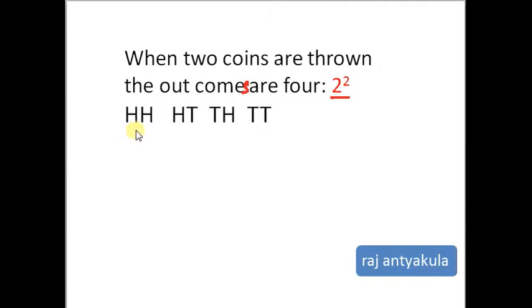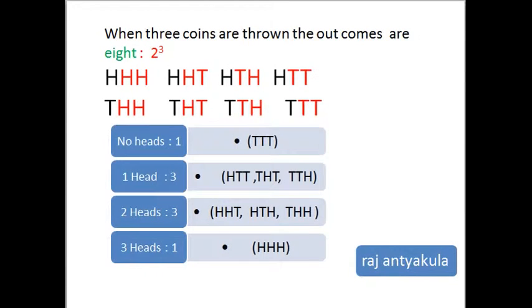So what are those four outcomes? Head, head; head, tail; tail, head; and tail, tail. So total 4 outcomes. When 3 coins are thrown, the outcomes are 8. So this can be written as 2 cube. What are those? Those are 8 outcomes.